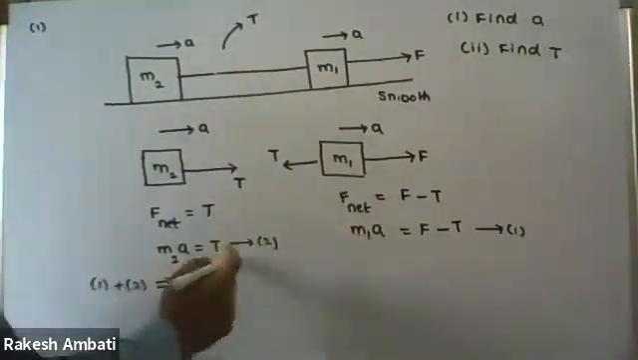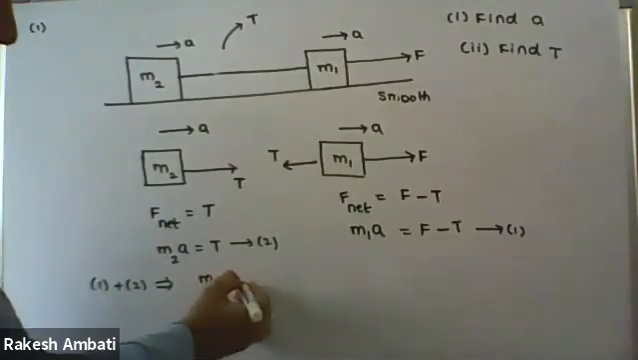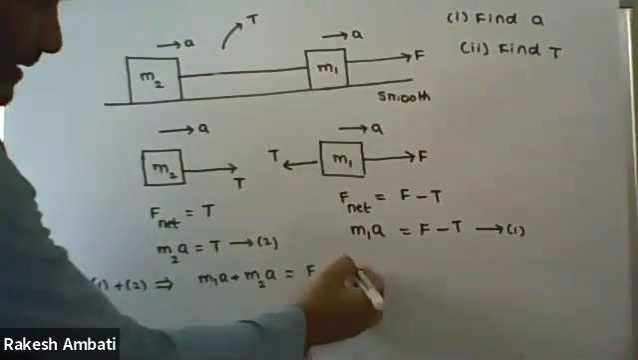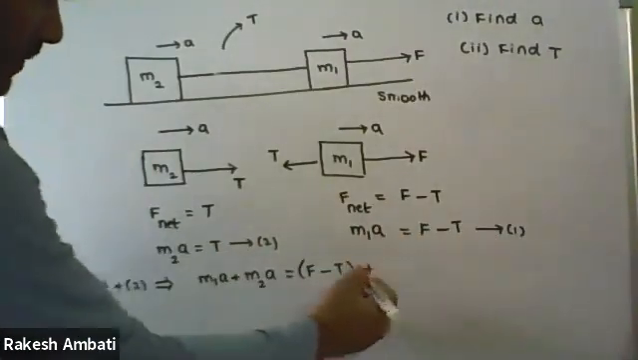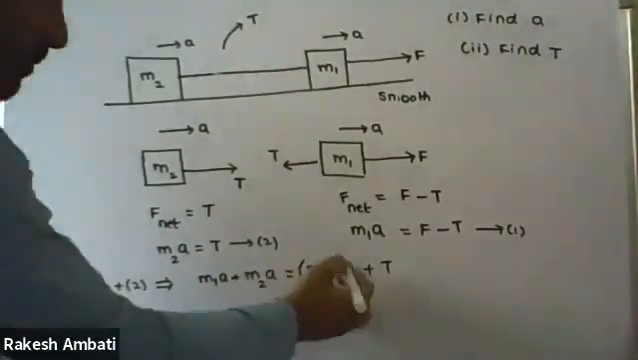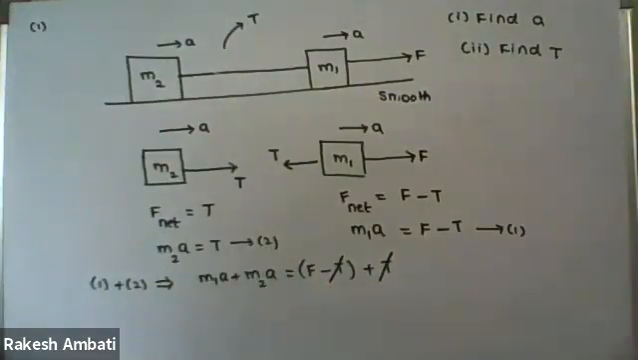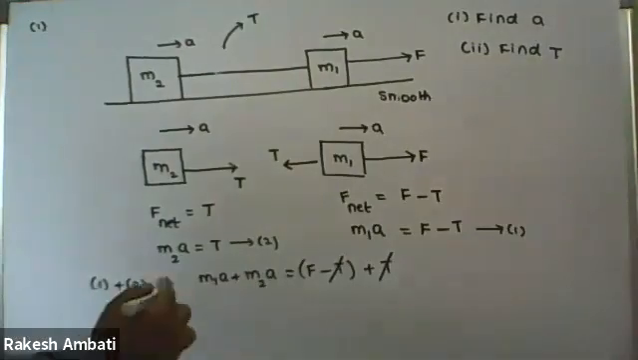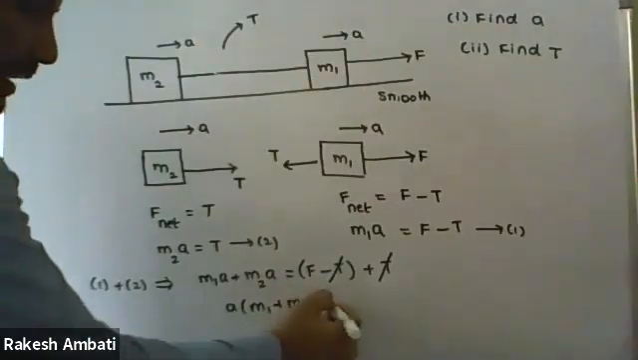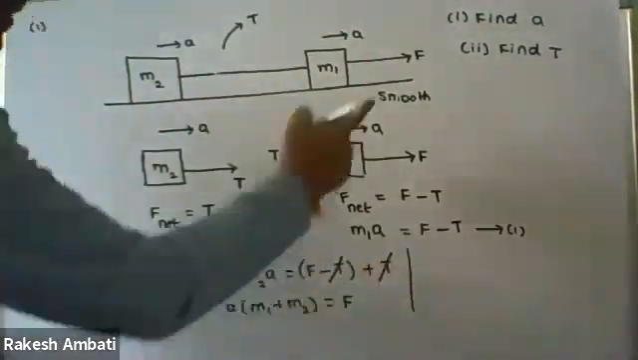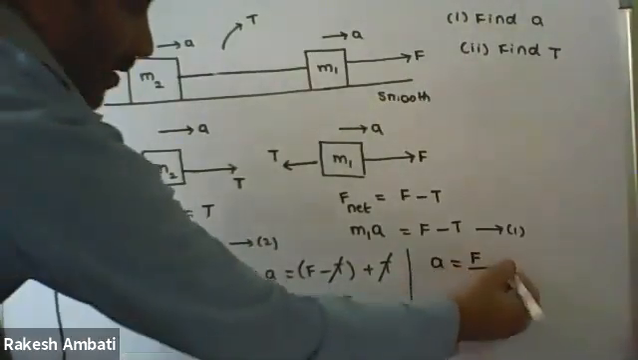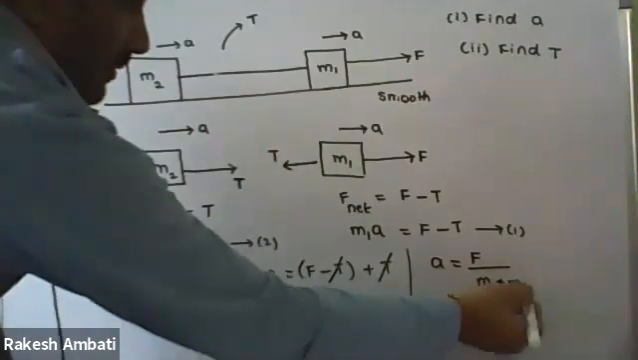If we add both equations 1 and 2, on the left side the addition is m1a plus m2a. On the right side it is F minus T plus T, so minus T plus T cancel out. Therefore, take a common: a times m1 plus m2 equal to F. For the first question, we have to find acceleration. Therefore, acceleration equal to F upon m1 plus m2.